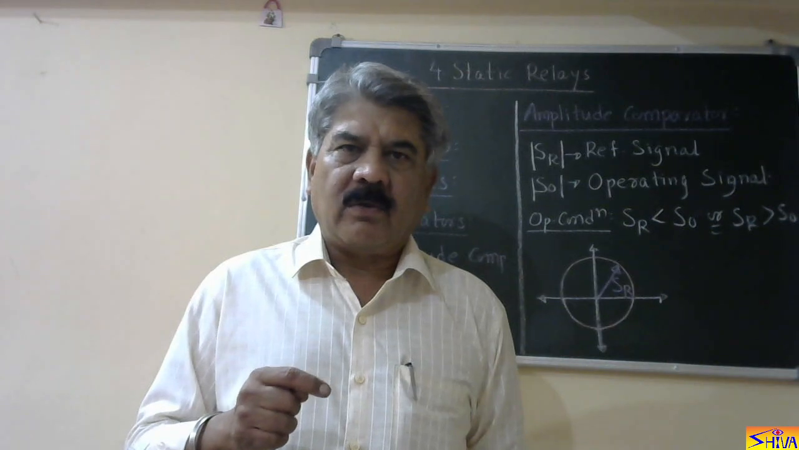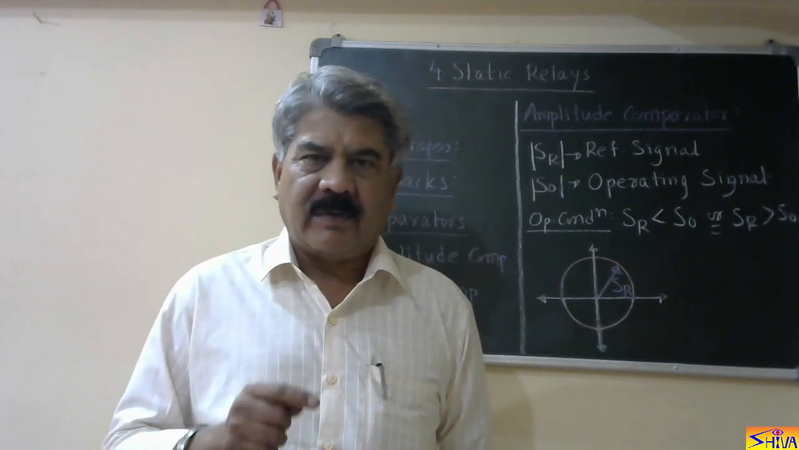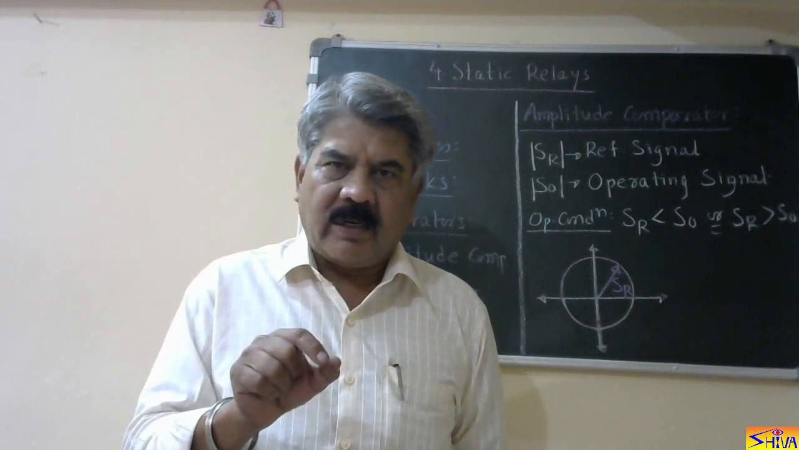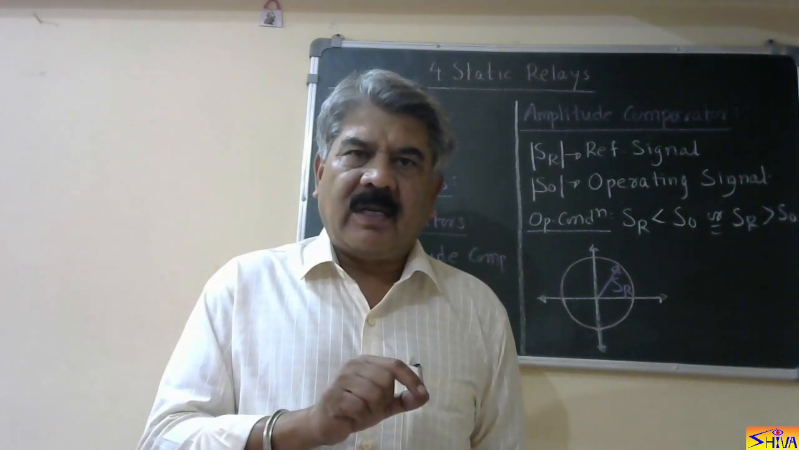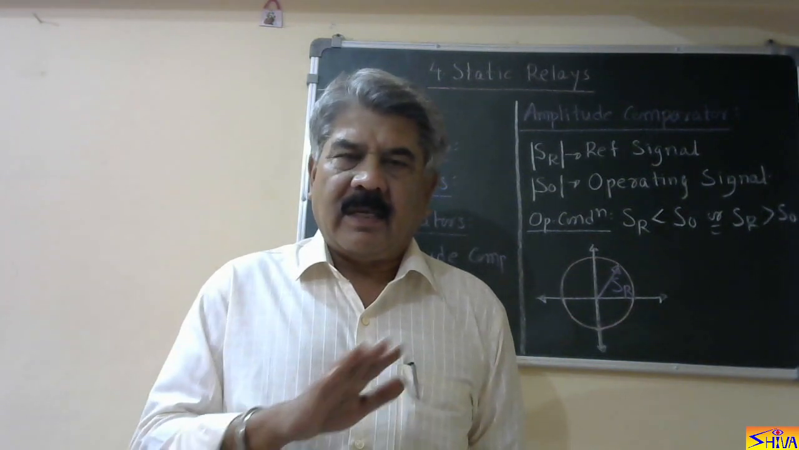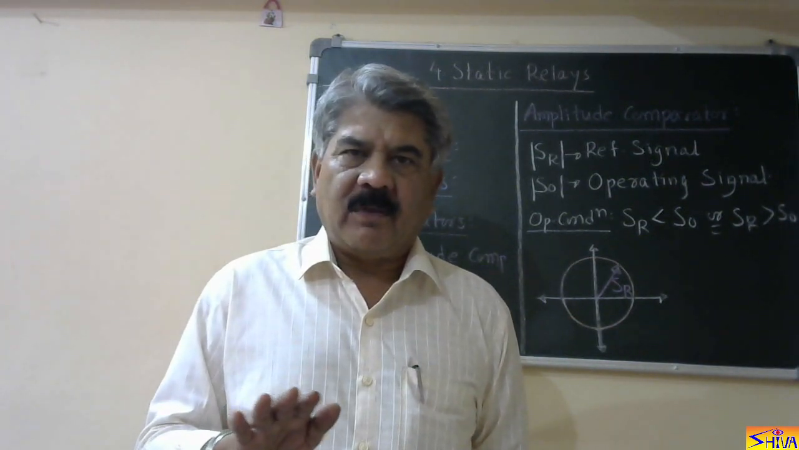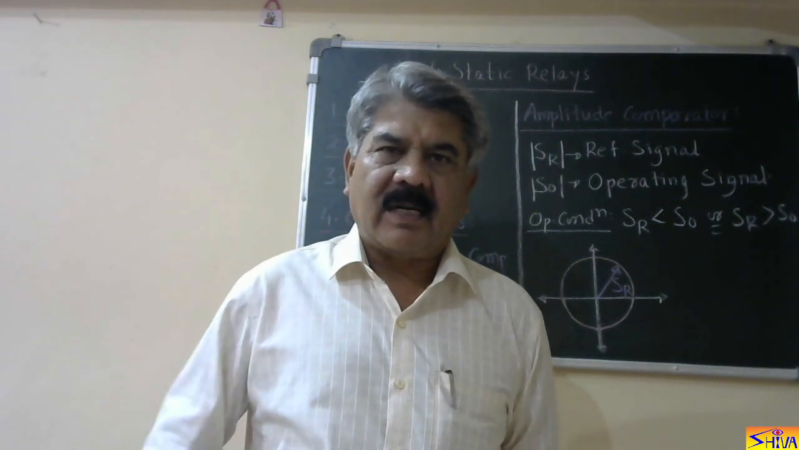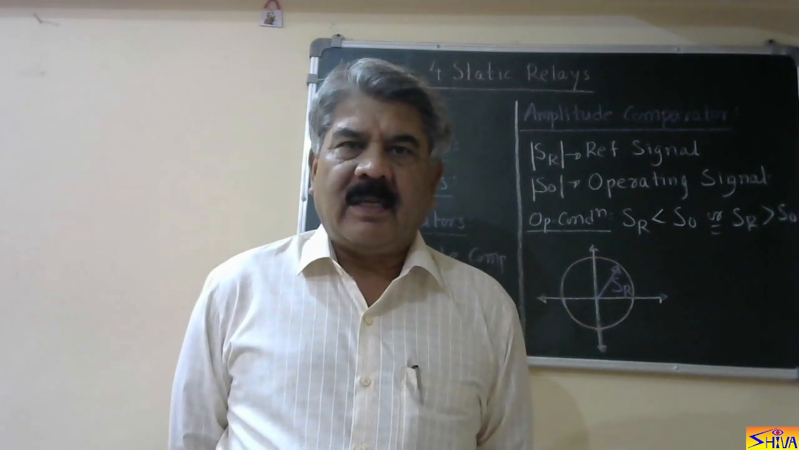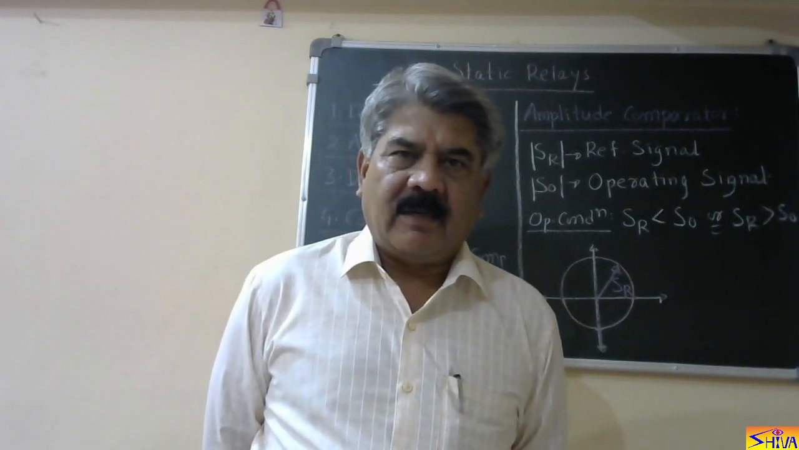Now the relay contact closes when the operating condition is satisfied. In order to close the contact, we require a moving part. But in the electronic relay, that is the static relay, there is no disk, no armature. So moving parts are totally not present in the static relay. They are present only in the trip circuit.